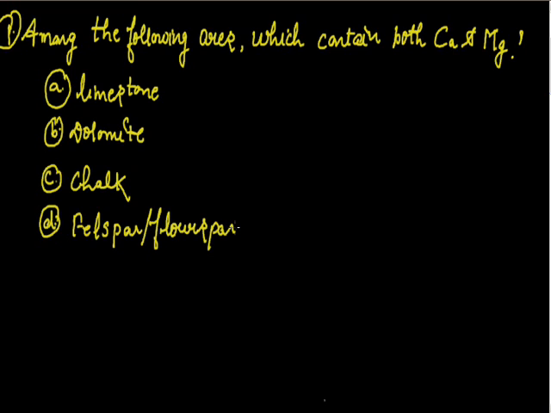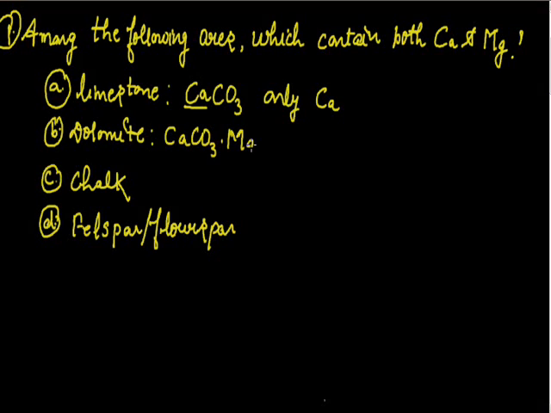Now, how do we recognize which ore contains calcium and magnesium with the help of their formulas? As we know, the formula of limestone is CaCO3. Does this ore contain magnesium? No. It contains only calcium. Dolomite, which is CaCO3·MgCO3, is a double salt, which contains both calcium and magnesium.